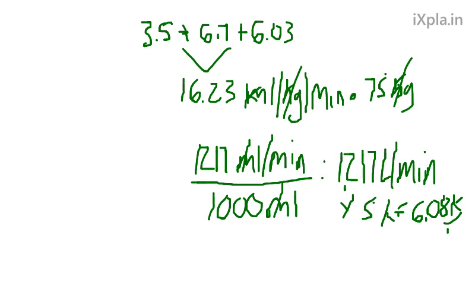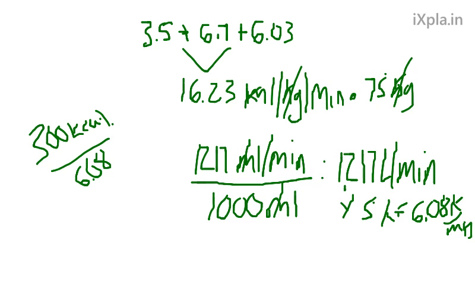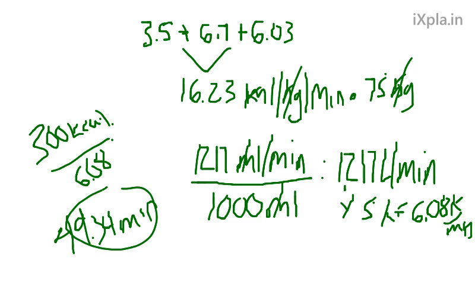Calories per minute. Now you're still not done. You know he's burning 6.08 calories per minute, but the question is asking how long does he have to work out to burn 300 calories. So you would just take 300 calories divided by 6.08, and you'll get 49.3 minutes. So he needs to work out for 49.34 minutes. And that's that one.